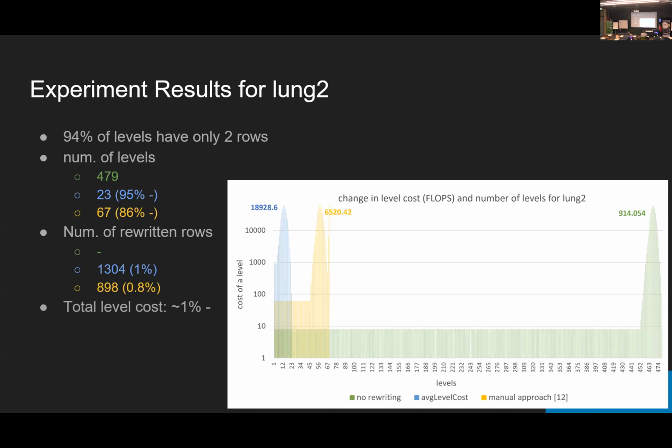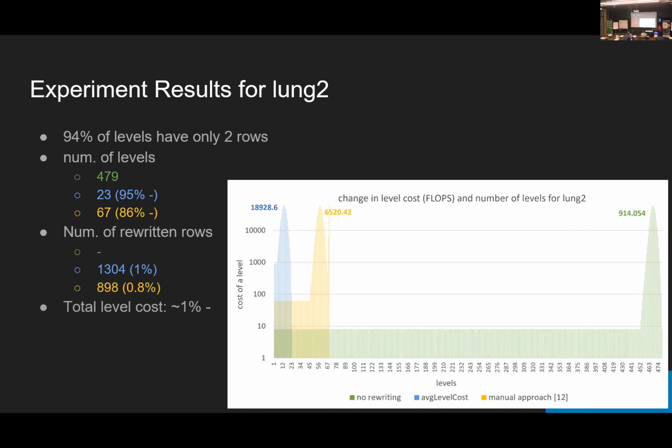These are the results for lang2. Lang2 is an interesting matrix. It has 94% of its levels only having 2 rows. So that long neck is quite serial. So our goal is to squeeze this matrix by rewriting the rows to upper levels. If you look at the number of levels, you can see that our approach decreased the number of levels by 95%, whereas the manual approach decreases by 86%. And the number of rewritten rows follows a similar trend.